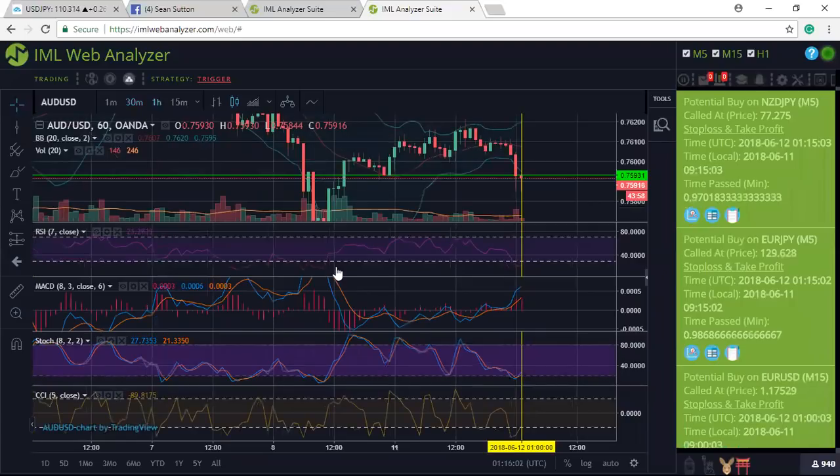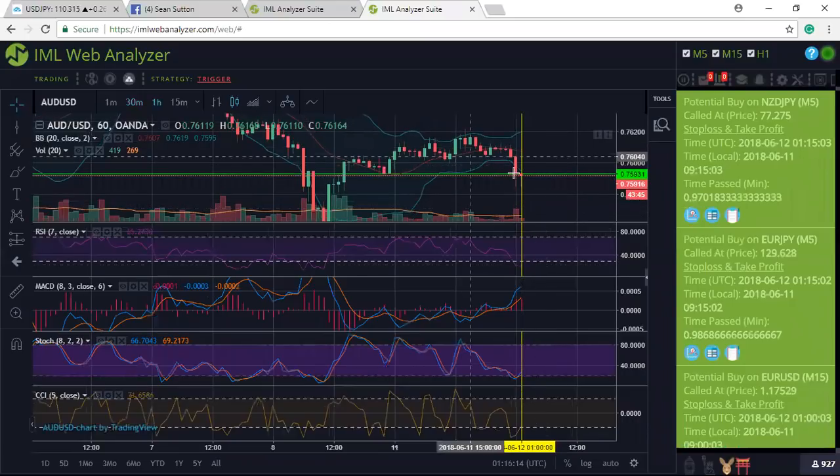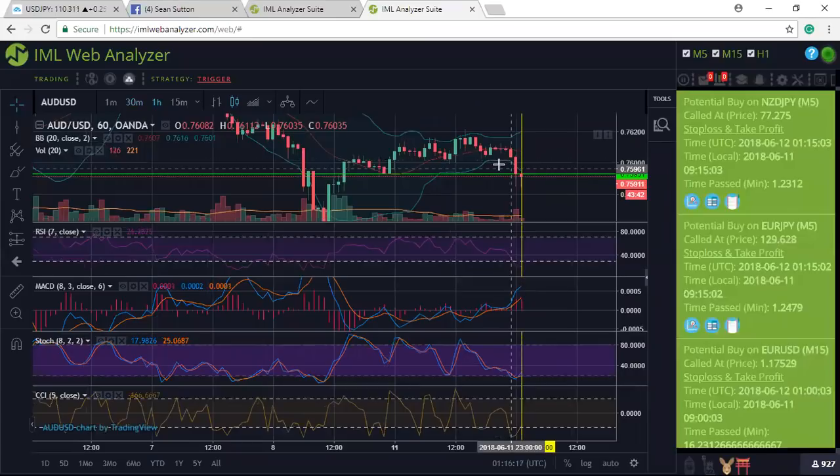Looking on the hourly, I'm able to see that the CCI is pointing straight up. Stochastic is pointing up. Volume is decent. RSI is coming out of range. Looks like it may be turning around, making a U-turn, hitting some support. Right here, it's hit some support because the bottom Bollinger Band is always support. The top is always resistance.